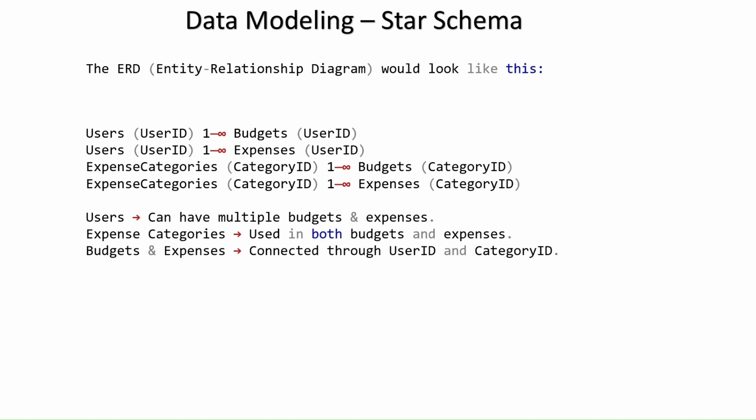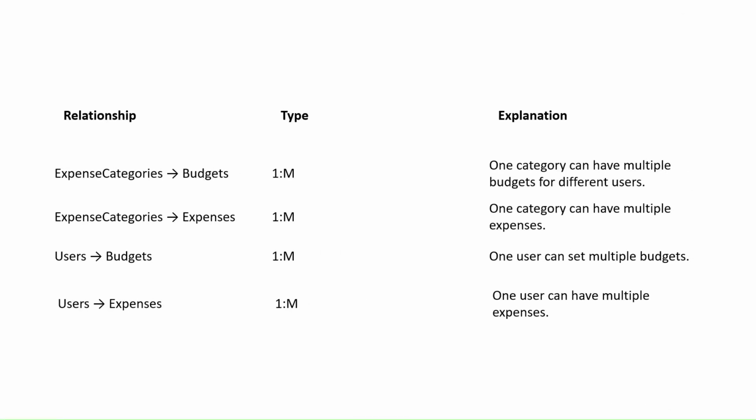Expense categories table. Categories are used to classify both budgets and expenses. This forms another one-to-many relationship: expense categories with budgets, in which each budget belongs to one category, and expense categories with expenses, in which each expense belongs to one category. Let's see the relationship type of tables. Here you can view the summary.